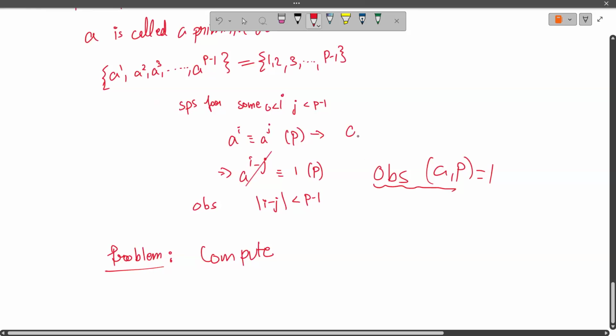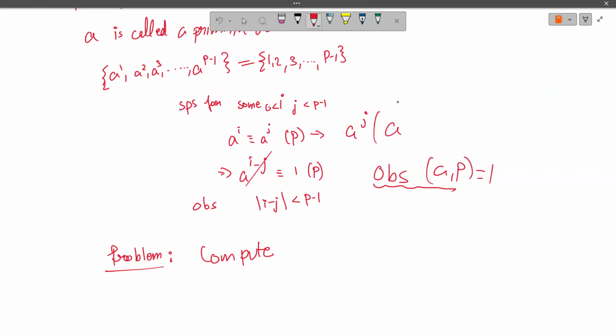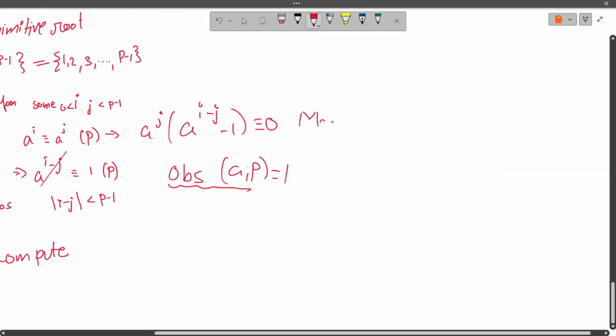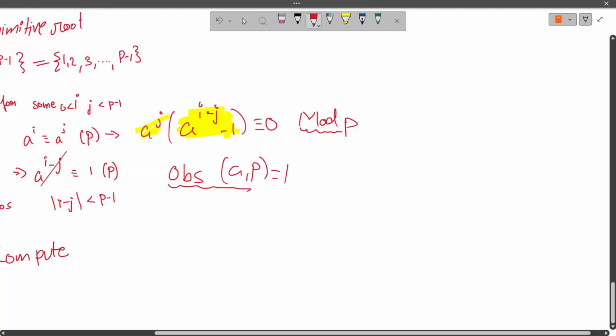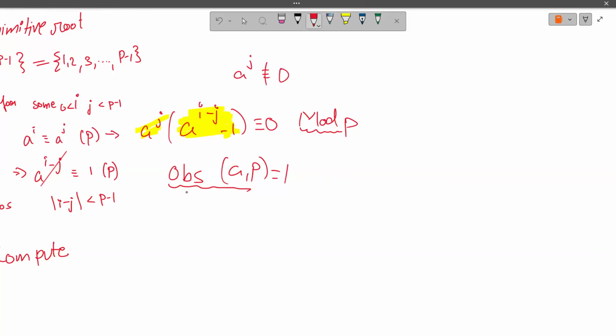I'll write the steps. So you get that a raised to the power j times a raised to the power i minus j minus 1 is congruent to 0 modulo p. Observe that we are working modulo p. Therefore, at least one of this or this has to be 0. At least one of these is 0, right? So then a raised to the power j is not congruent to 0 because of this condition.